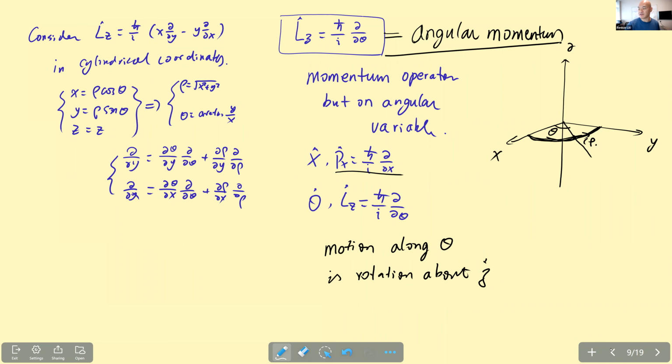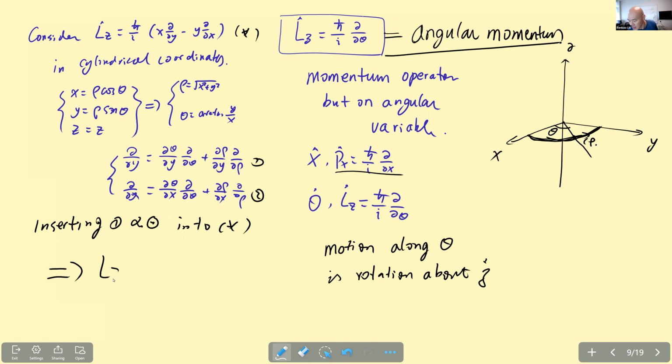So basically, the derivation of this is inserting 1 and 2 into that, which will give us Lz equals to H bar over i times partial theta.